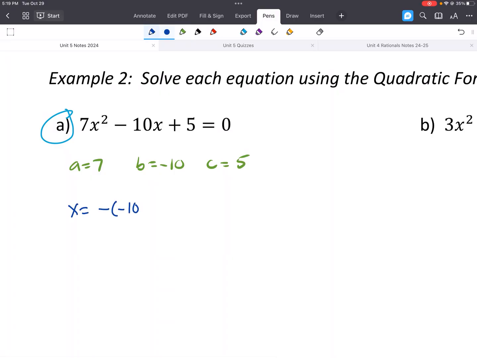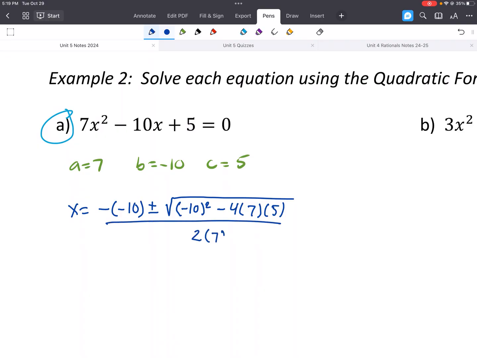Again, here we have a double negative. Okay, this will happen, so watch out. Please make sure you take care of that. Make sure you use parentheses when you plug in. So minus 4ac all over 2a.